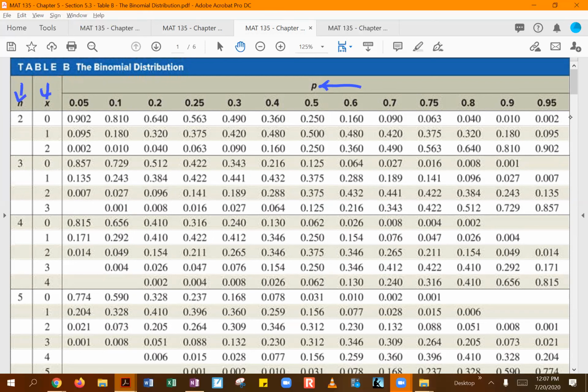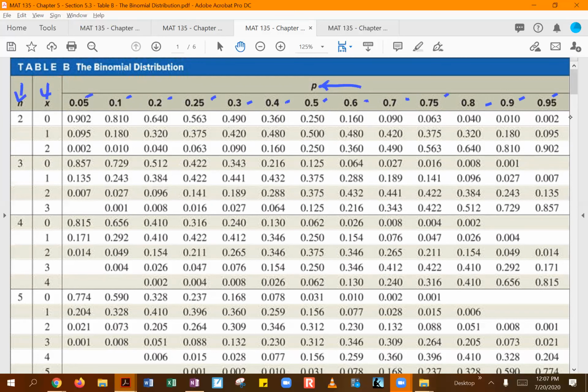The only problem with this table, guys, is that your probability is restricted, because it can only be 0.05, 0.1, 0.2, 0.25, 0.3, 0.4, 0.5, 0.6, 0.7, 0.75, 0.8, 0.9, and 0.95. So if you know some event had a probability of like 0.67, then you will not be able to use this binomial distribution table.